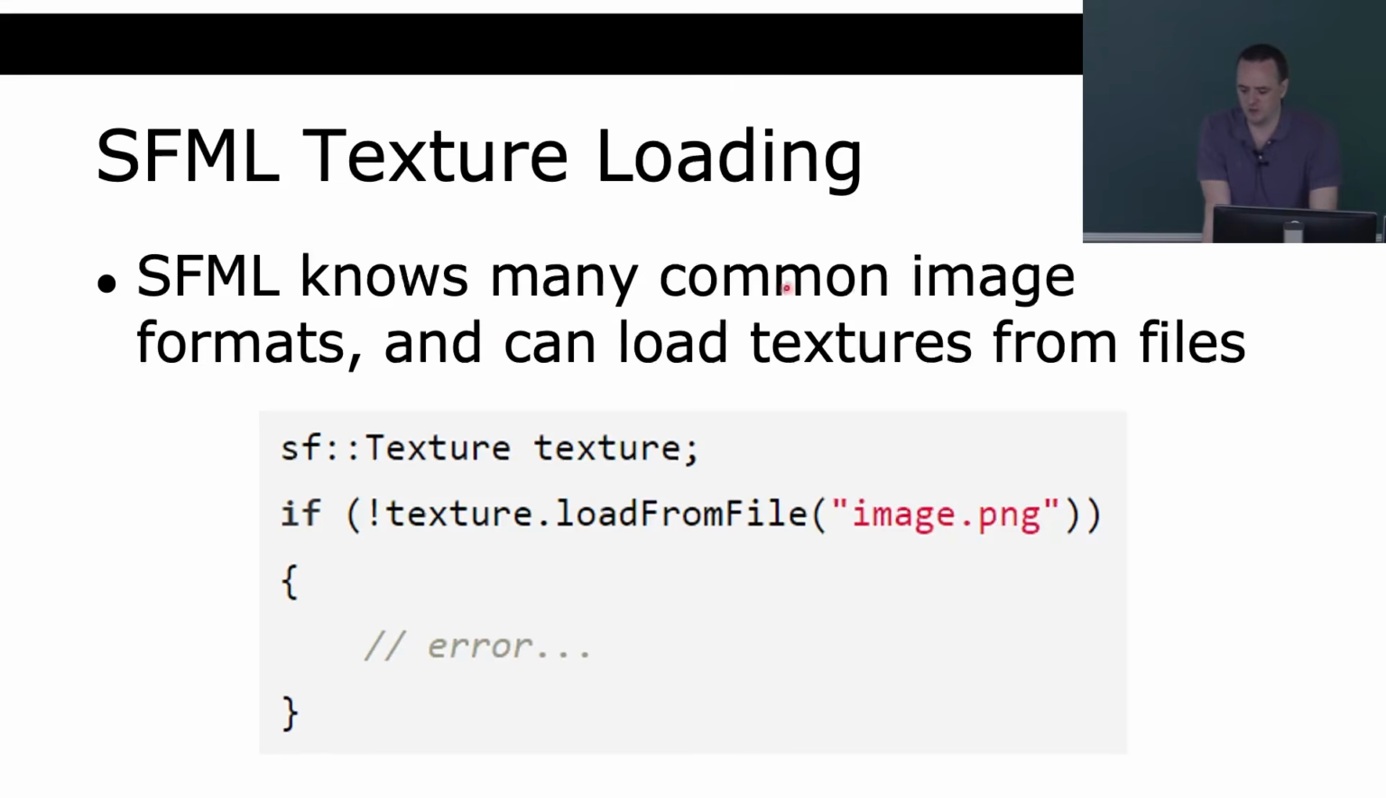SFML, luckily, knows a bunch of different common image formats, and we can just load textures from files. So here, texture.load from file image.png, now we have a texture. And the loading, this might be open from file in the new version of SFML, apologies. The loading of anything from a file returns a Boolean of whether or not that file was loaded successfully. So if we didn't load that successfully, here is where we would throw some sort of error or handle that exception. Okay, sorry, the English meaning of exception, not a programming exception, because this doesn't throw an exception, it returns a Boolean.